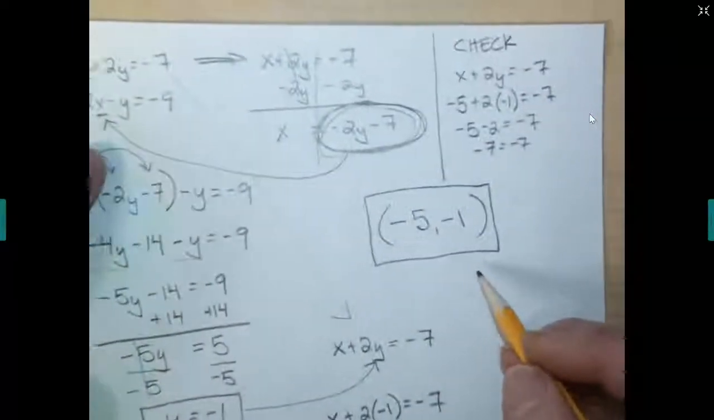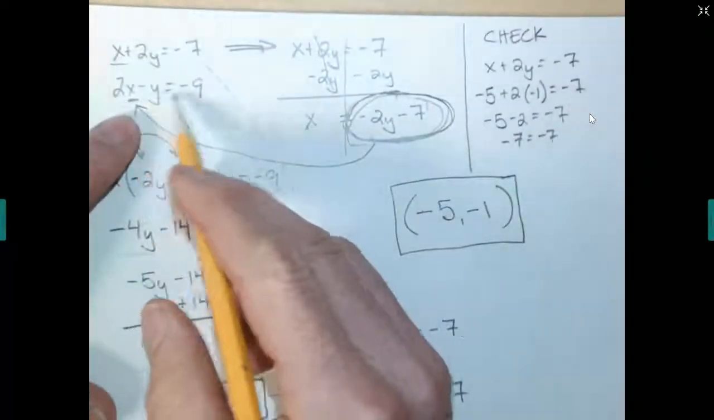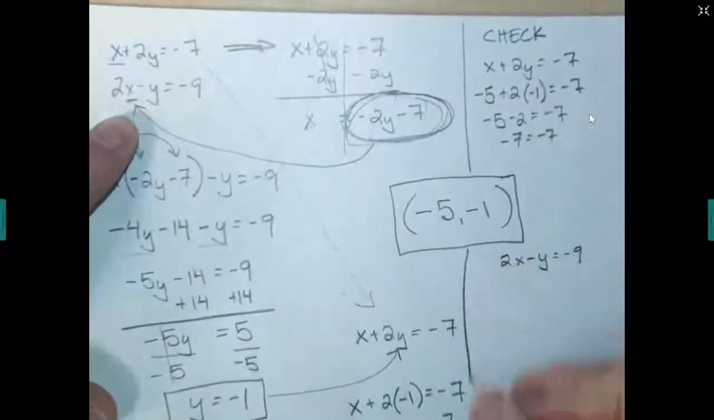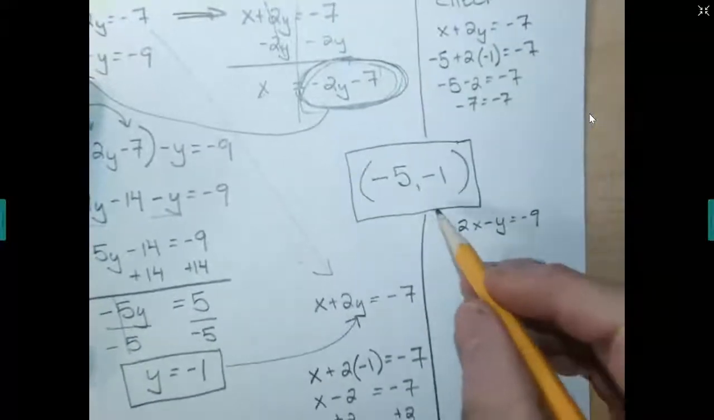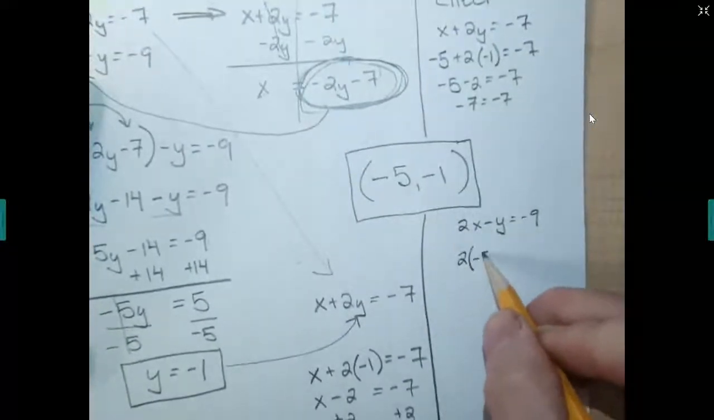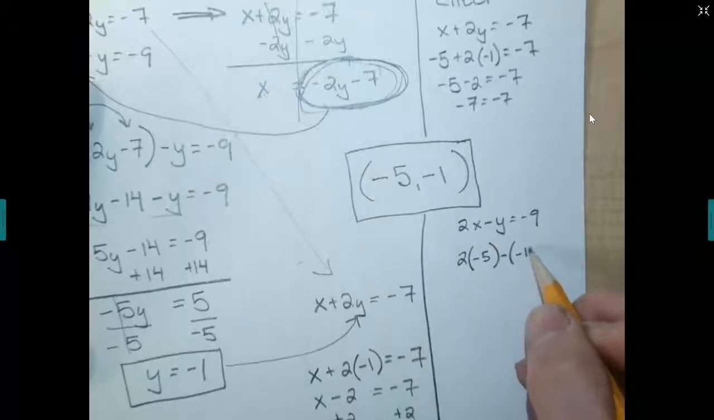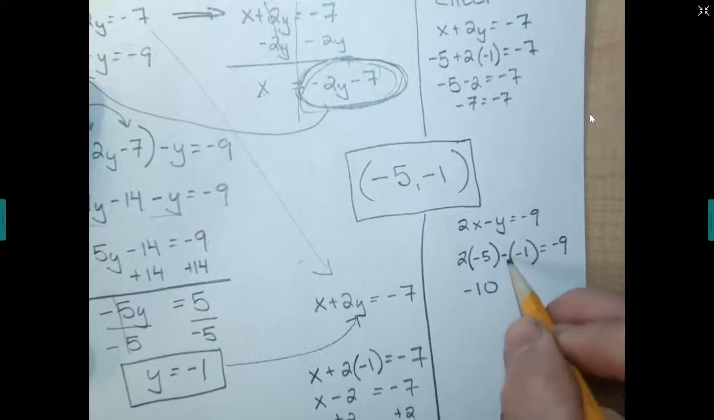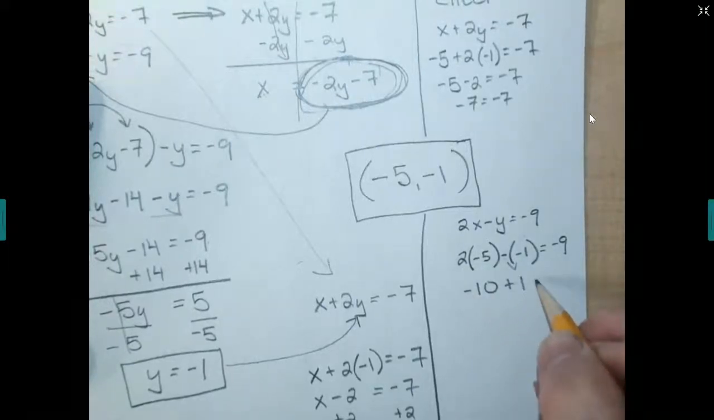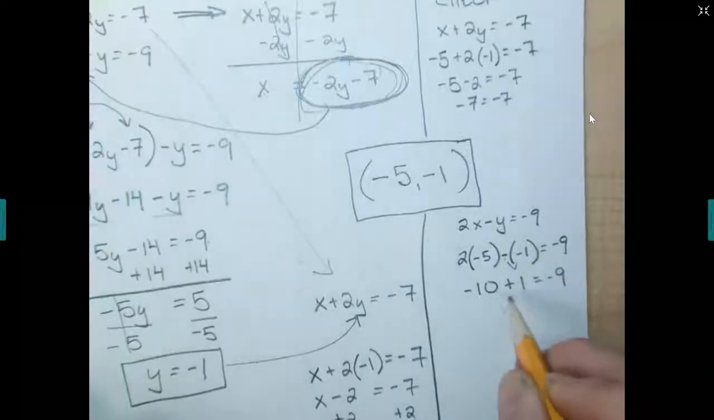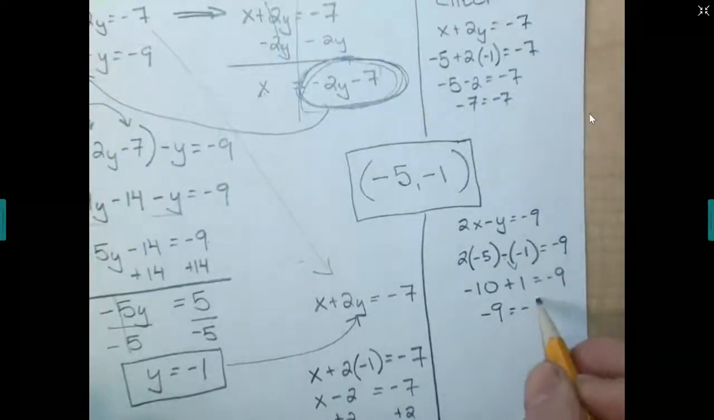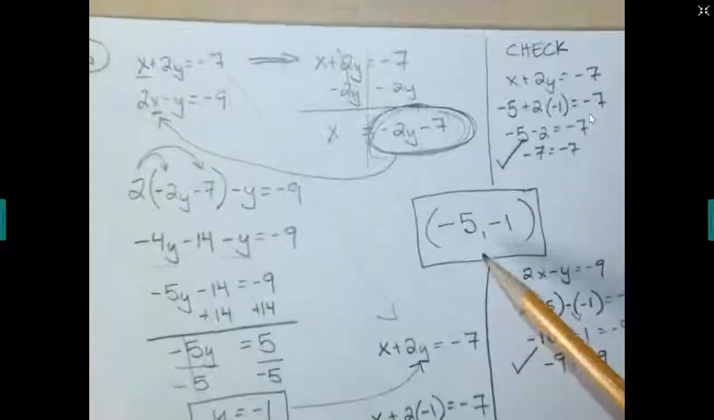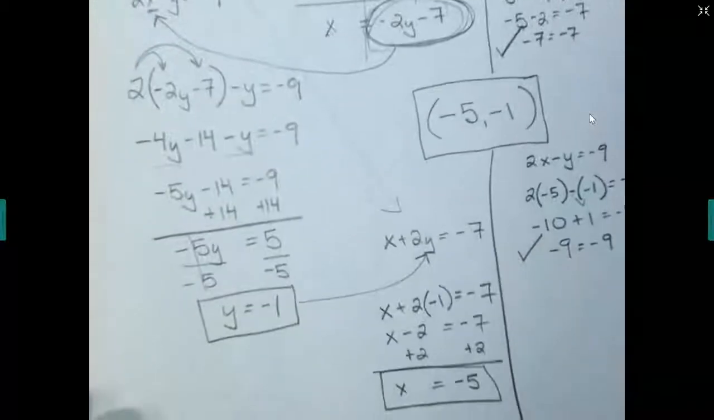Now let's check out our second line. 2x minus y equals negative 9. And now I plug in my points. 2 times negative 5 minus a negative 1 equals negative 9. 2 times negative 5, that's negative 10. Minus a negative, so that's plus 1, equals negative 9. Negative 10 plus 1 is negative 9 equals negative 9. Check. So that's our answer. Look at all that work for one problem.